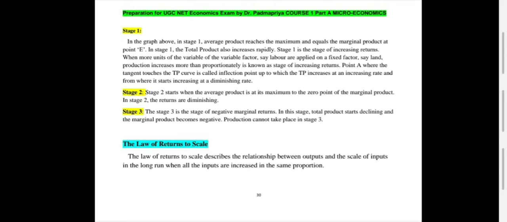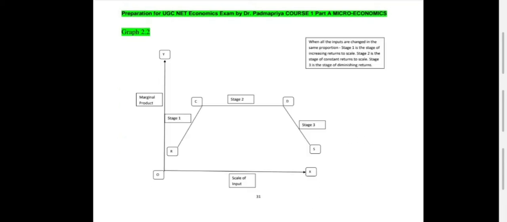What is the law of returns to scale? The law of returns to scale describes the relationship between outputs and the scale of inputs in the long run, when all the inputs are increased in the same proportion. In graph 2.2, we are able to see that when all the inputs are changed in the same proportion, stage 1 is the stage of increasing returns to scale. Stage 2 is the stage of constant returns to scale, and stage 3 is the stage of diminishing returns.